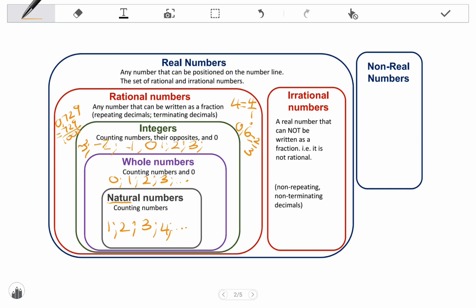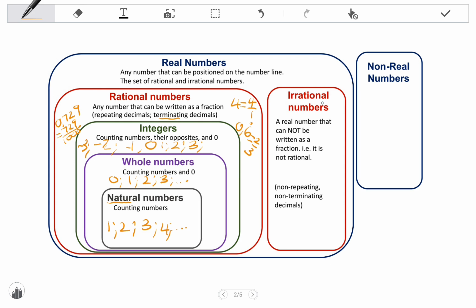Okay, so any number that can be written as a fraction is a rational number, and specifically decimal numbers that are rational will be repeating decimals. So for example, 0,6 recurring, that's 6 repeats, 0,66666, it repeats infinitely. Or we can have terminating decimals, like 0,729, it ends.